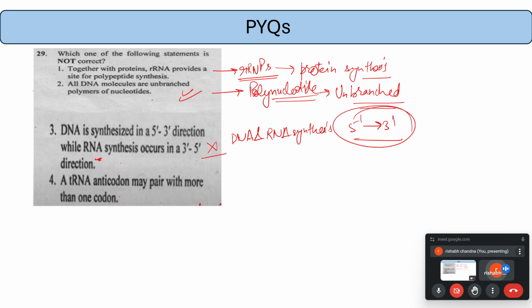A tRNA anticodon may pair with more than one codon. Yes, this is true. Let me know in the comment section what this is called. So a tRNA anticodon may pair with more than one codon. So the correct option is option number three. Sorry, it is not the correct statement, but as per the question, we have to identify which is not correct. So option three is not correct, and the answer is option number three.